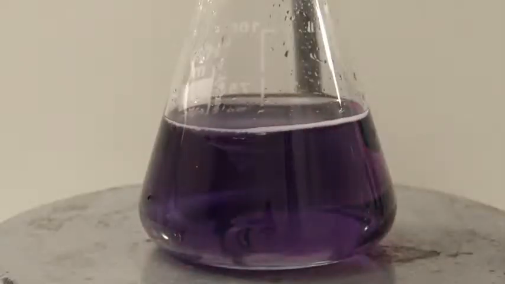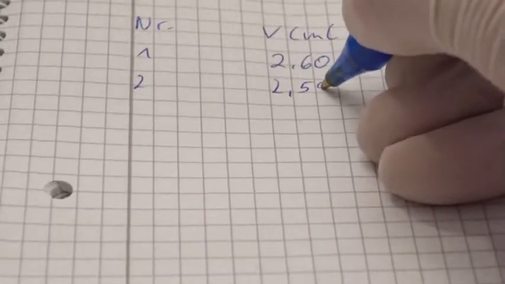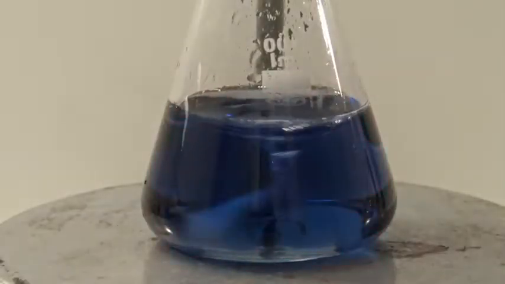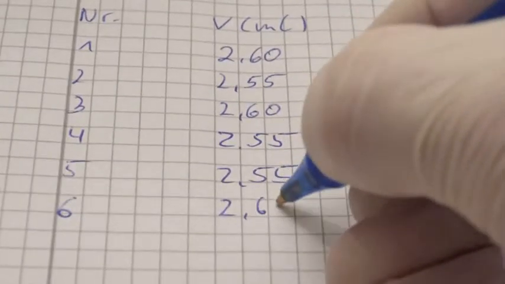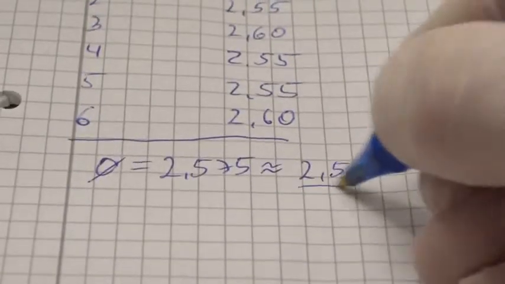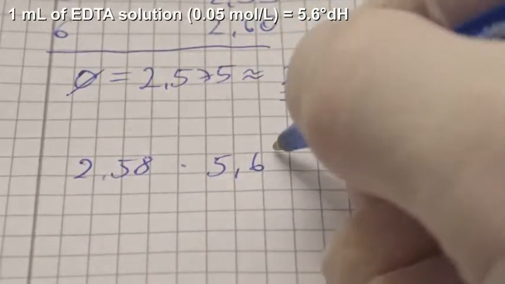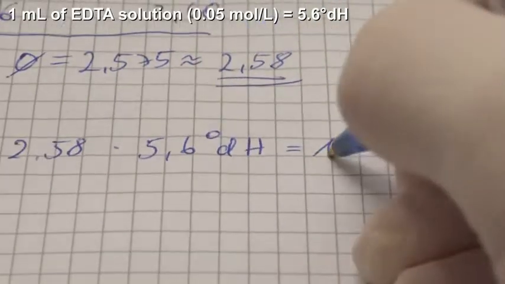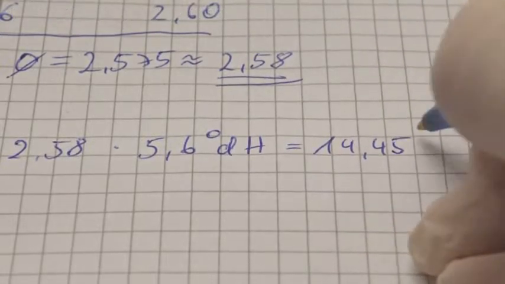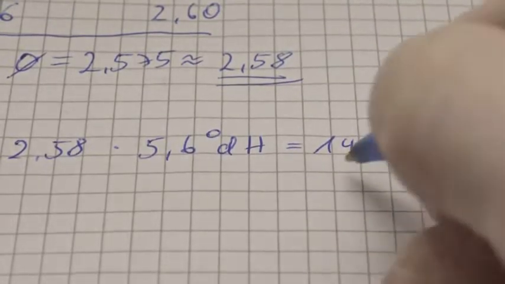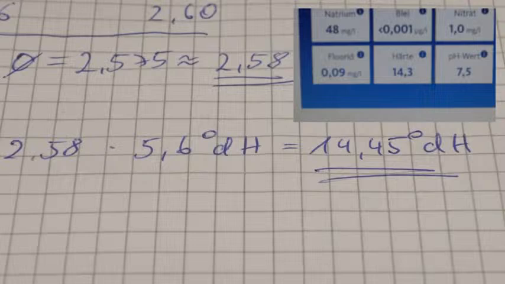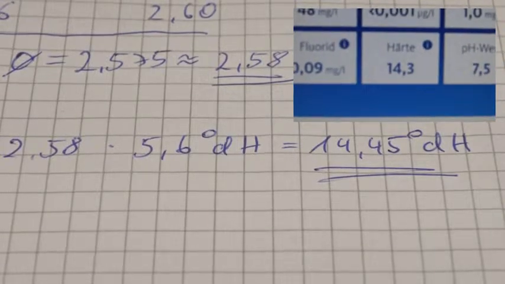In the first run, 2.6 milliliters of solution were added. In total, 6 samples were measured and at the end the mean value was calculated. Then, per milliliter of EDTA solution, you get 5.6 degrees German hardness, which leads to a value of 14.45 degrees German hardness. This is quite high, but close to the value of the water utility.